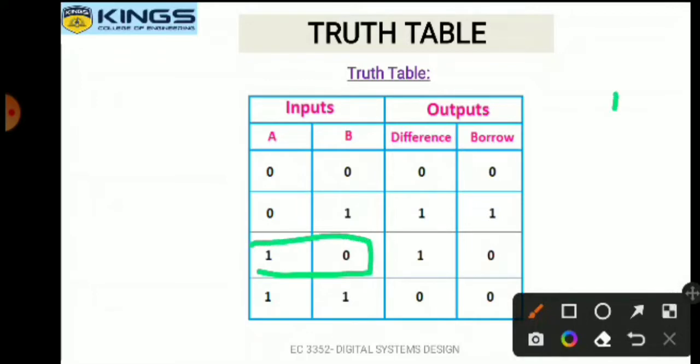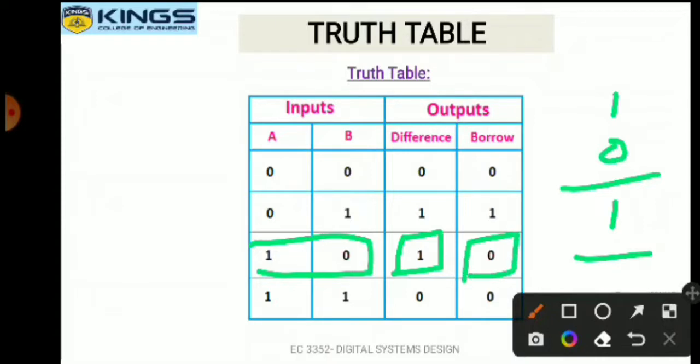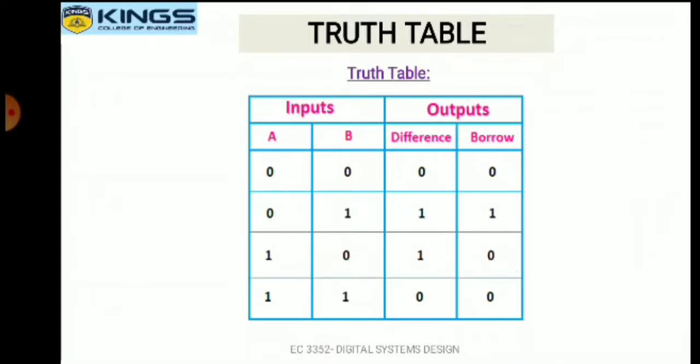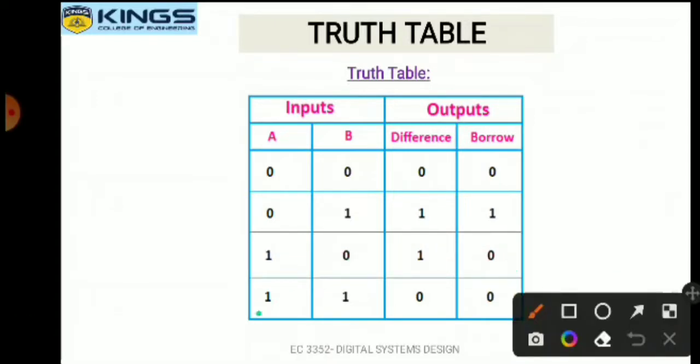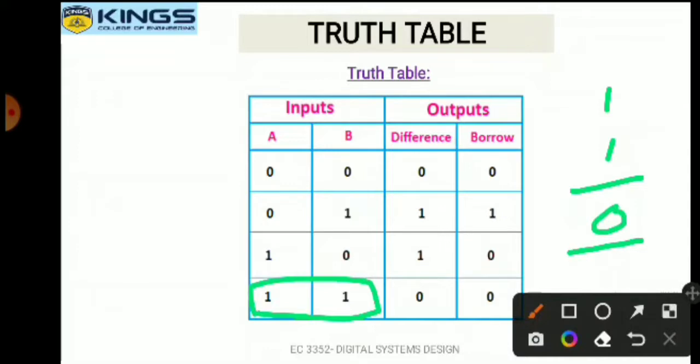1 minus 0 is 1 only. Okay? So the difference value is 1. Did we borrow? We did not borrow. So the borrow value is 0. Okay. So next one is 1 1. 1 minus 1 is 0. Okay? So what is the difference value? 0. Did we borrow? No. So the borrow value will also be 0.